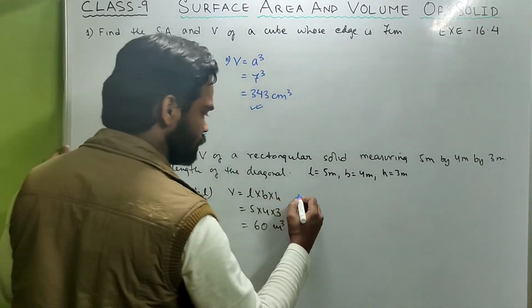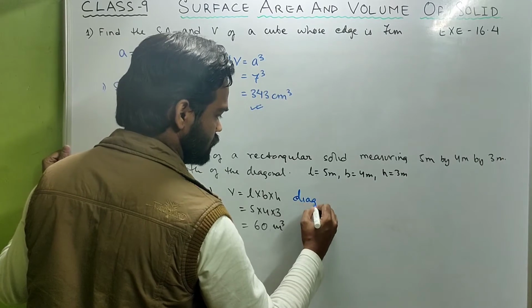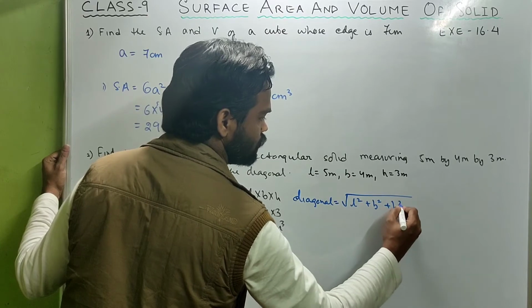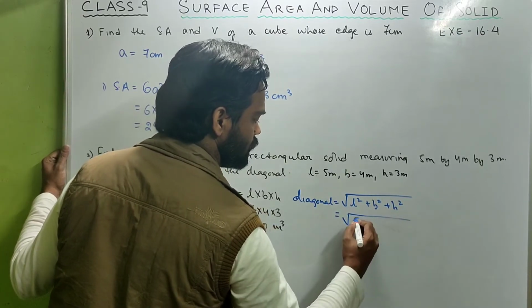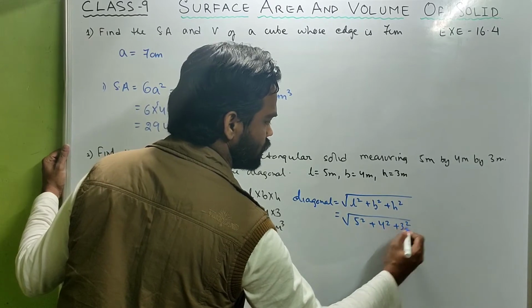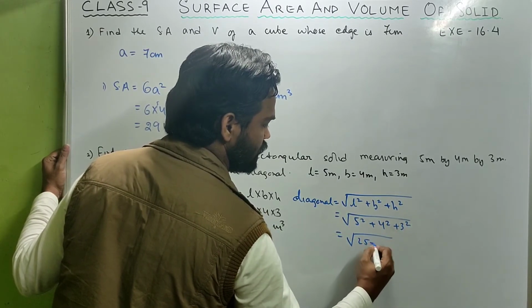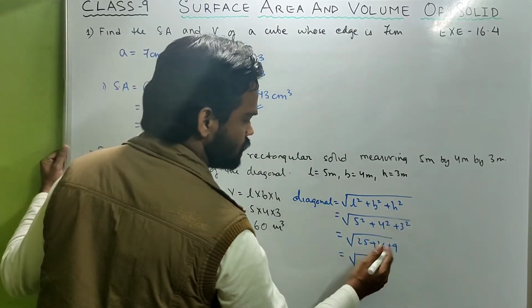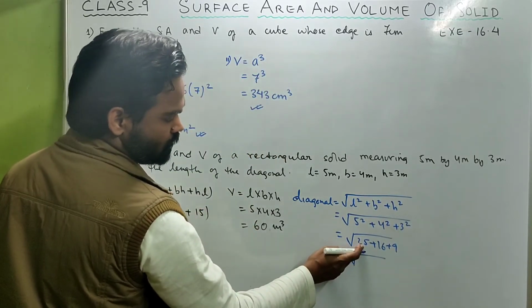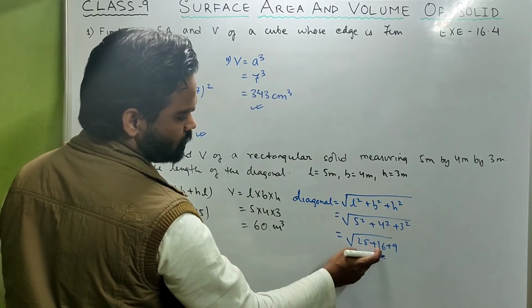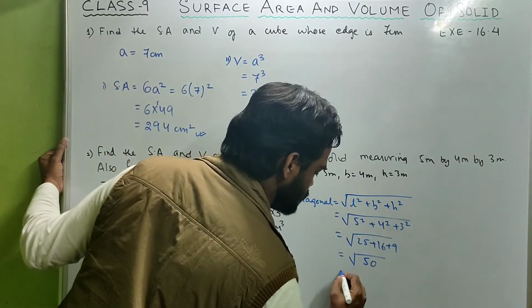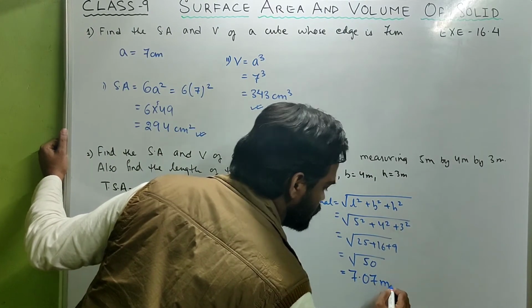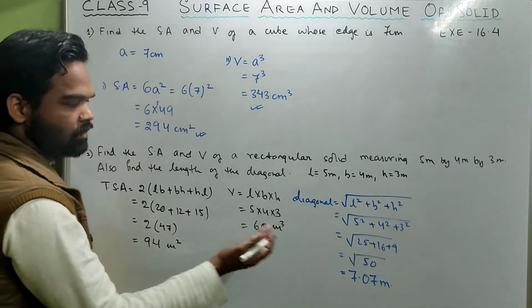So the length of the diagonal is given by root over of L square plus B square plus H square, which is root of 5 square plus 4 square plus 3 square. That's 25 plus 16 plus 9. That's how much? 50, I think. Just wait. 25 plus 16. Yeah, 50. So root of 50 will be 7.07 meter. Done. How do you get root of 50?